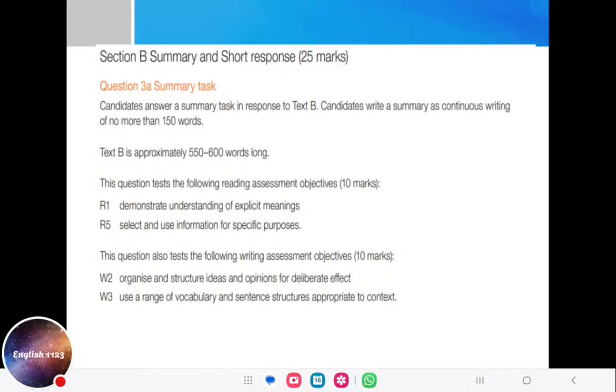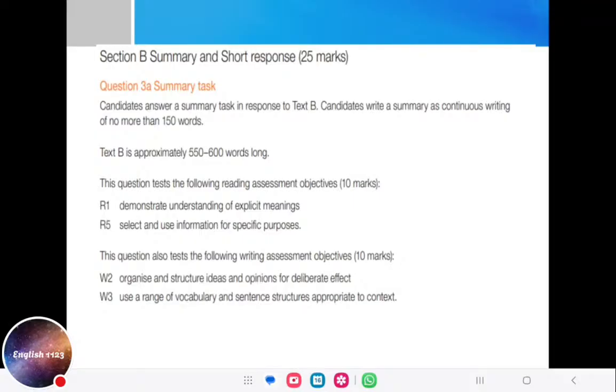Candidates answer a summary task in response to text B. Candidates write a summary as continuous writing of no more than 150 words. For this part, section B, text B is used. Text B is approximately 550 to 600 words long. This question tests the following reading assessment objectives, 10 marks.